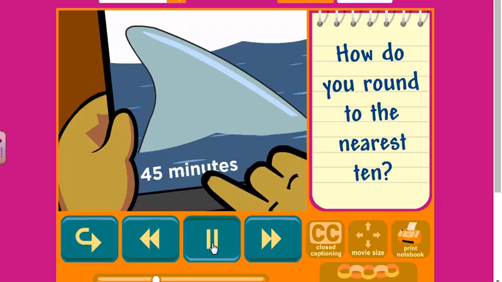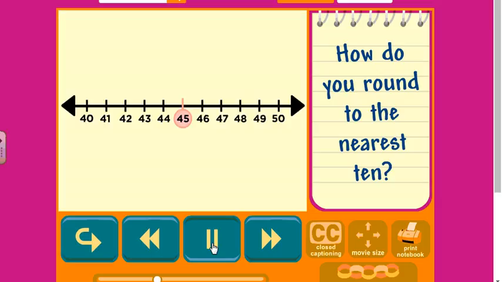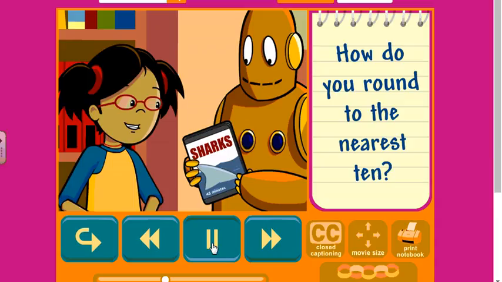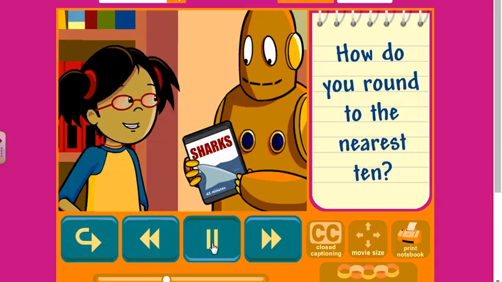This movie is 45 minutes long. 45 is right in the middle between 40 and 50. When a number falls right in the middle, we round up to the nearest 10. So 45 rounds up to 50. The movie on sharks is about 50 minutes long.